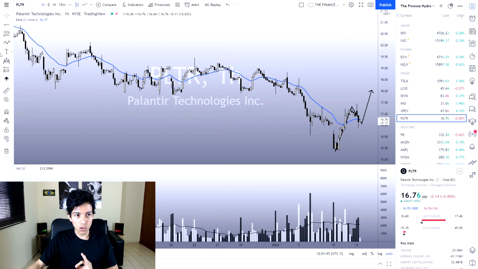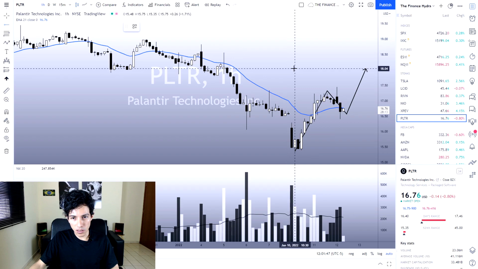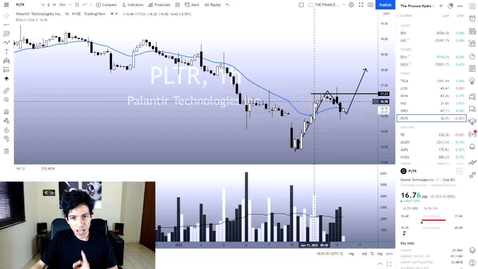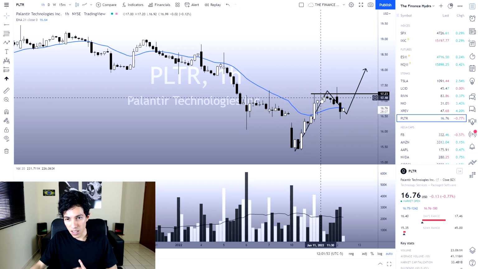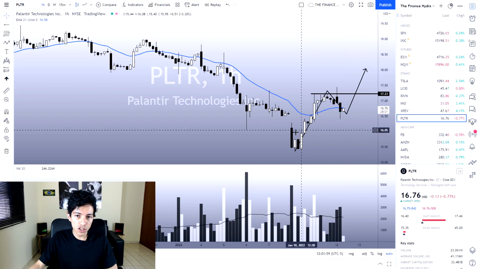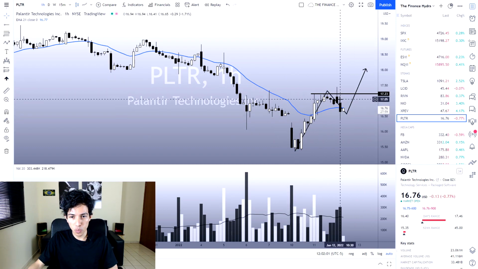All right. So the key point on Palantir: if Palantir closes above $17.23, if it closes a bullish candlestick above it in the 1 hour chart, it's going to confirm a bullish pivot point to me.